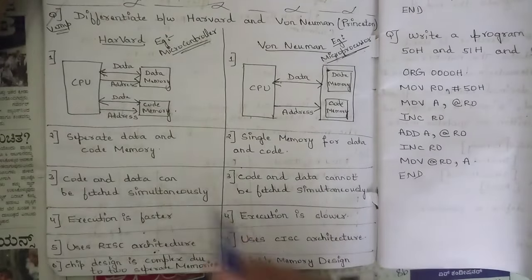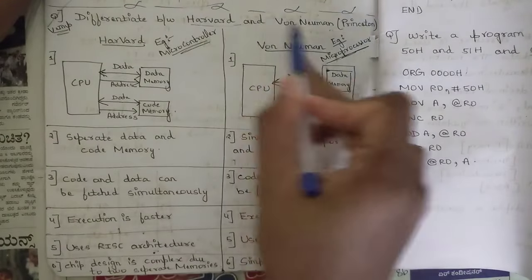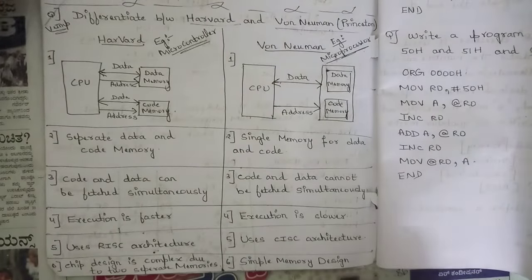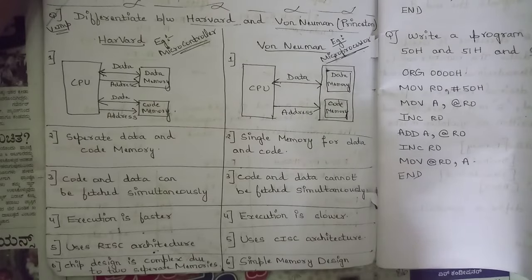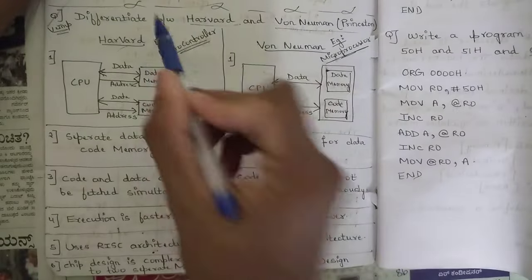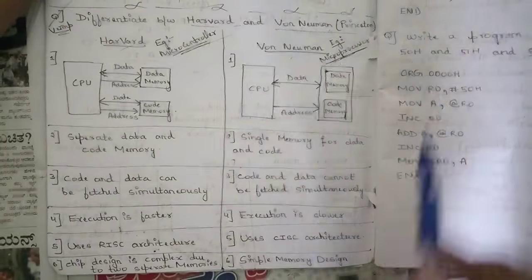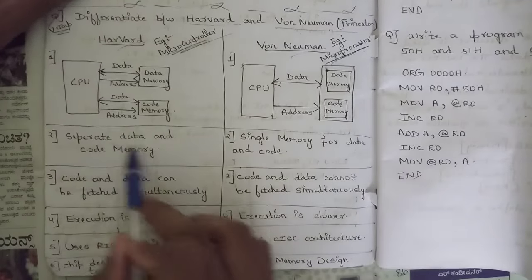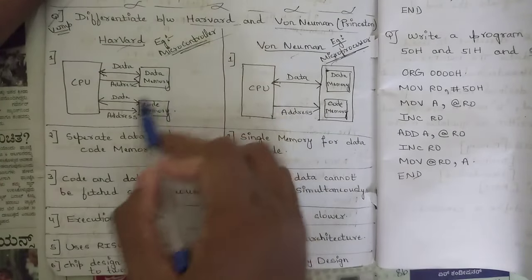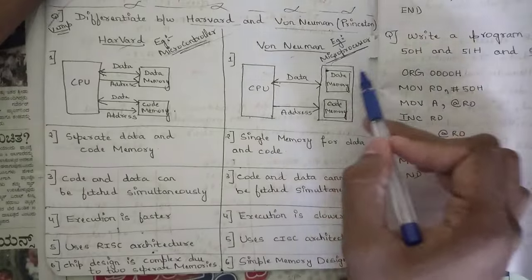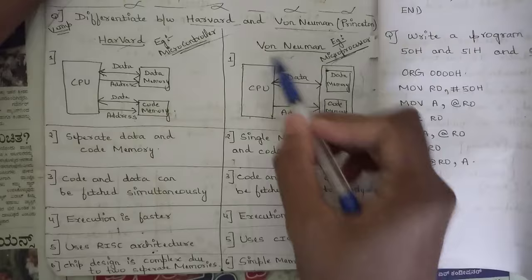And also one question related to differentiating between Harvard and von Neumann. Okay, the differentiation between Harvard and von Neumann architecture would be asked. It would definitely be asked. For Harvard architecture, the example is microcontroller. For von Neumann architecture, the example is microprocessor. So Harvard has separate data and code memory, as you can see. Here we have a single memory for both data and code in the case of von Neumann.